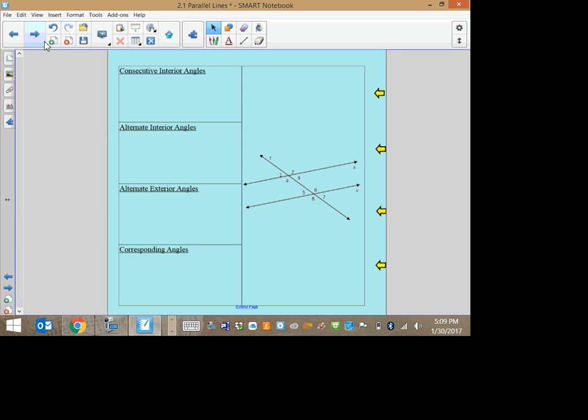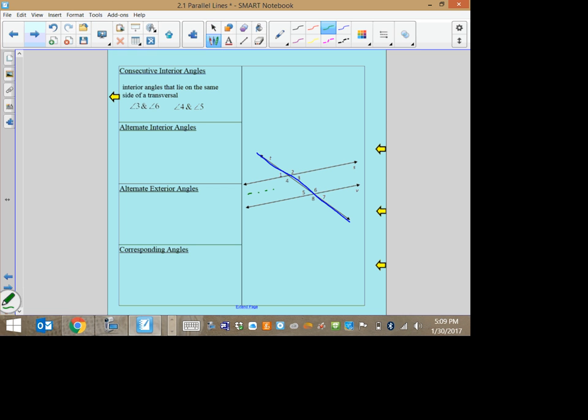Consecutive interior angles are interior angles that lie on the same side of the transversal. So again, we have our transversal, and we have our interior angles in the road here. That would be angles 4 and 5. Or on the other side of the transversal, in the road, we have angles 3 and 6.